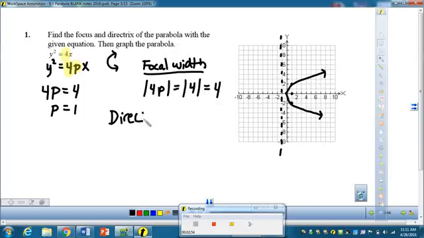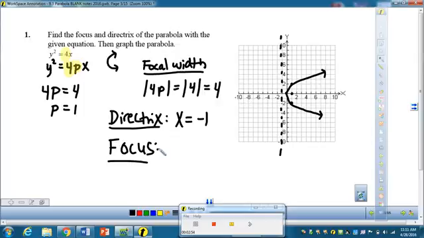The last two things we're going to do: we're going to write the equation for our directrix line. It's a vertical line passing through -1, so we have x equals -1, and then we're going to write our focus as an ordered pair. Our focus is (1, 0).